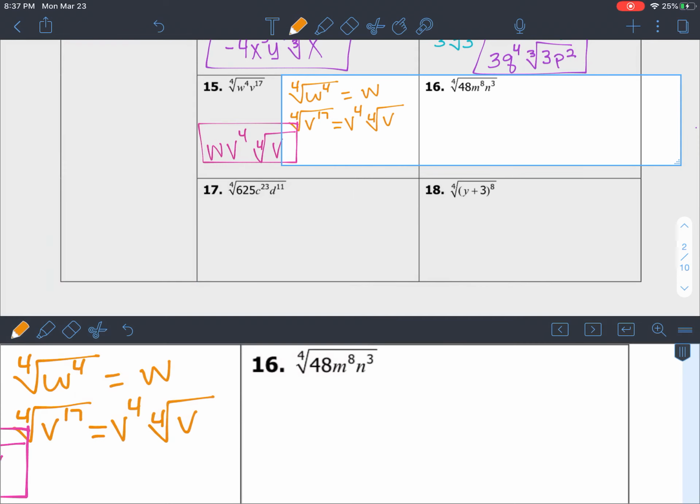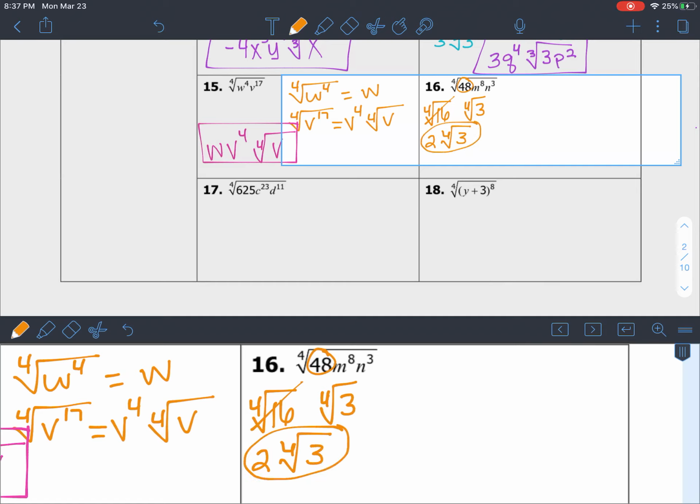Everyone understanding that part? So then we're going to come over here to our next one, and this one has a value that we need to think about. So 48, we need to think about how we can break 48 down, because it is not a perfect 4th root. So 48 can break into 16 and 3, and 16 is a 4th root, but 3 is not. So the 4th root of 16 is 2, and then we just leave the other part in there. So this is one part of our problem.